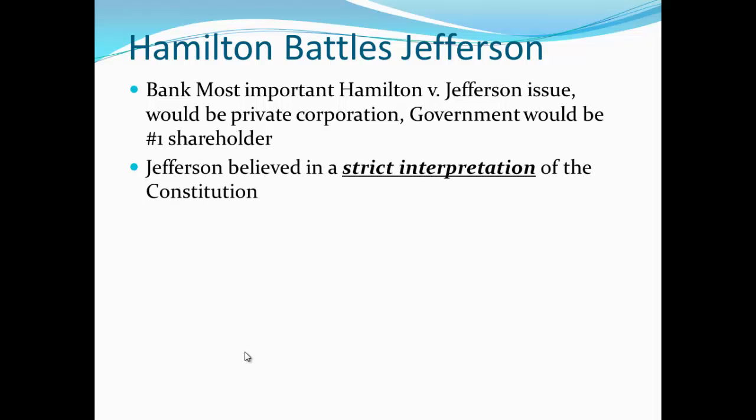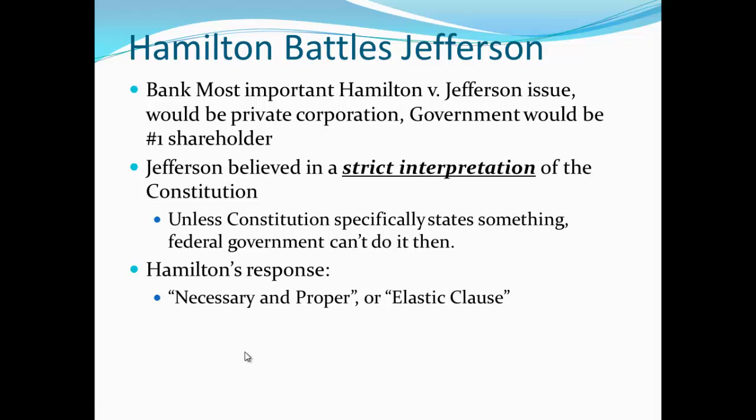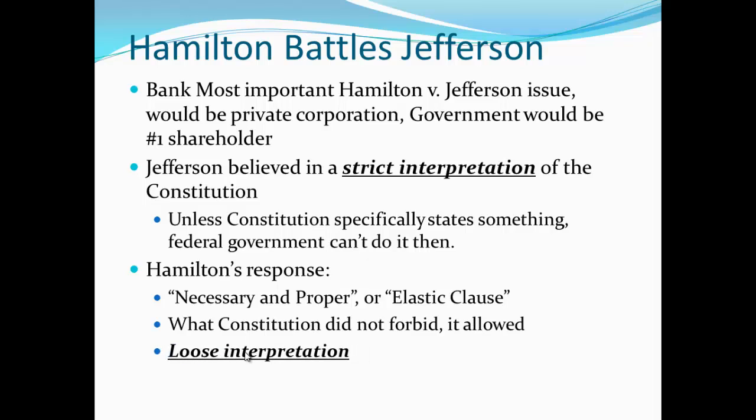Jefferson believed in a strict interpretation of the Constitution, and what this means is, unless the Constitution said you can do something, the federal government cannot do it. Hamilton believed in loose interpretation, and he responded with the necessary and proper clause, also known as the elastic clause. He said what the Constitution did not forbid, it allowed. That, again, is called a loose interpretation. Know that Jefferson strictly interpreted the Constitution and Hamilton loosely interpreted the Constitution. Ultimately, Washington is going to side with Hamilton and allow the bank.